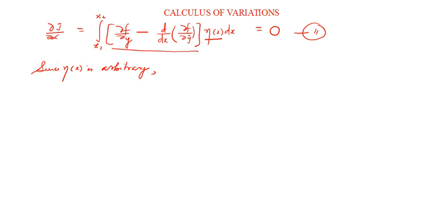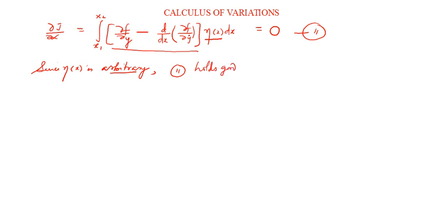There are two chances. Either the quantity in the bracket which I have underlined should be equal to 0 always, or eta x should be 0 always. But we have taken that eta x is arbitrary. Arbitrary means it can have any value; it need not be 0 always. So the one and only possibility is that the quantity in the bracket should always be equal to 0. So equation 11 demands this, for equation 11 to hold good.